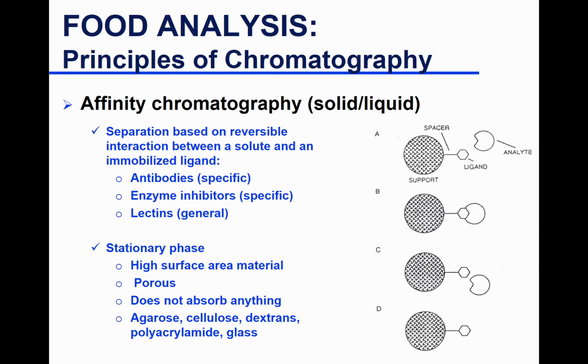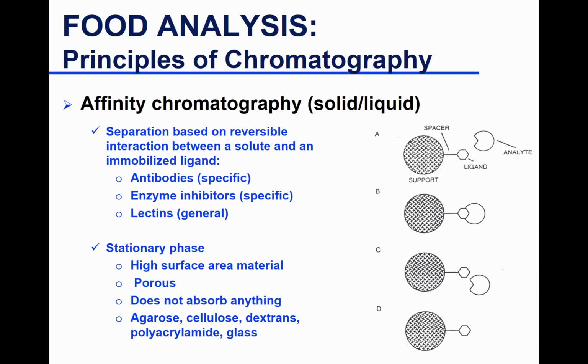So in affinity chromatography, we have a very specific interaction that happens between the solute and the stationary phase. Most of the time, it's very unique interactions. So if we have antibodies, that means we are separating specific proteins that have unique affinity to those antibodies. If we are separating enzymes, we're after a particular enzyme, then we will have enzyme inhibitors on the stationary phase that would interact specifically with our enzyme and separate them.